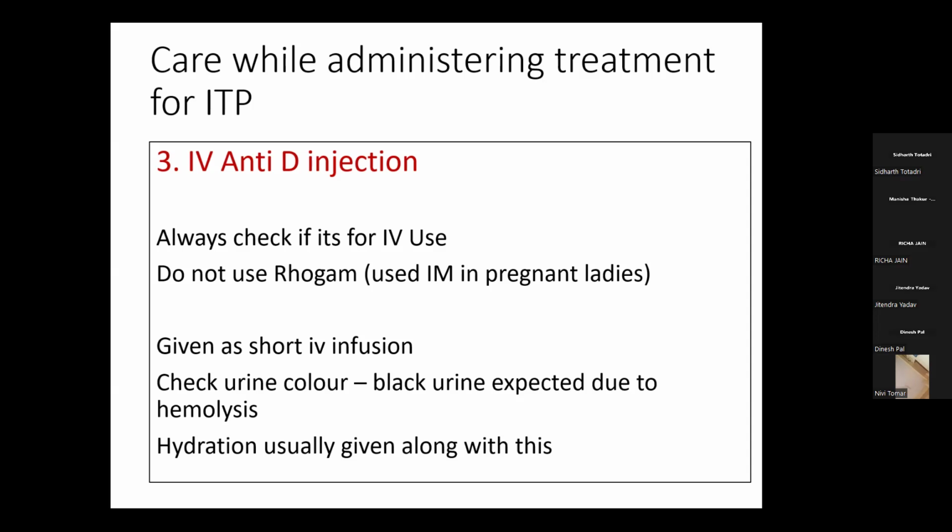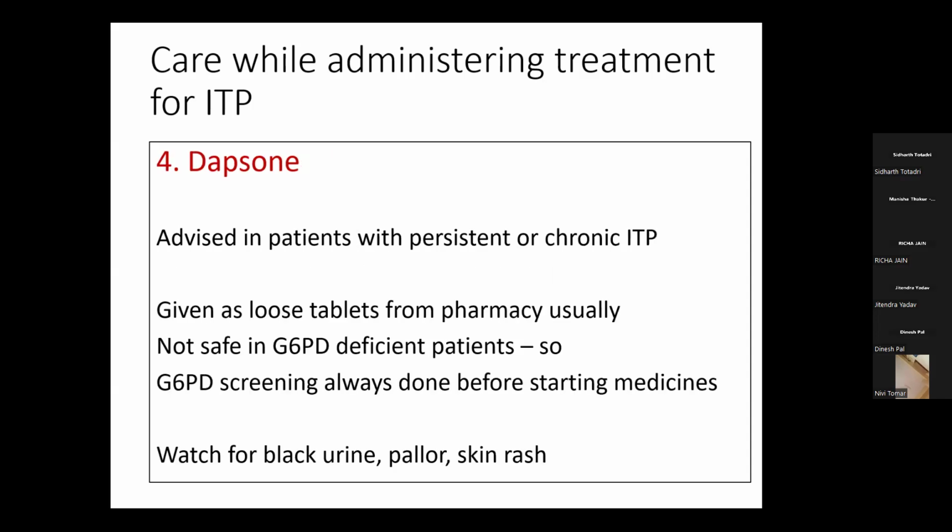Hydration. We should maintain the hydration of the patient to prevent the deterioration of kidney functions. Dapsone is a very normal drug, advised for patients with persistent or chronic ITP, given as loose tablets from the pharmacy. It is usually not safe in G6PD deficient patients. So G6PD screening is always done before starting the medicine. Watch for black urine, pale skin, rash.